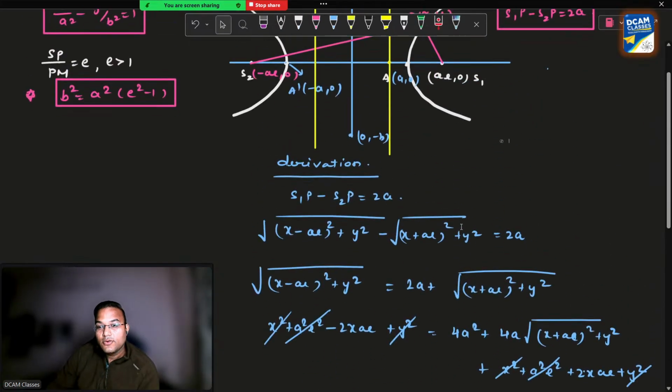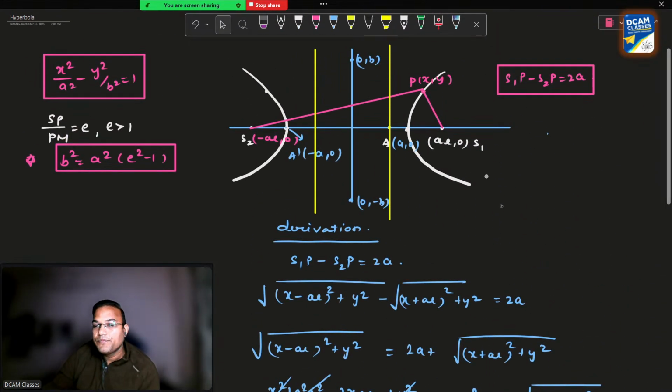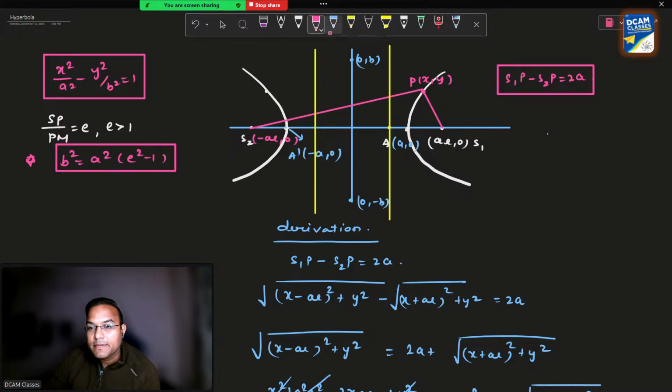Okay, let me remind you how we did it. Because see, we have this definition as PS1 by PM is equal to E. We take the point P here at this point. So PM will be what? PA. So I can definitely write S1P by PA is equal to E.